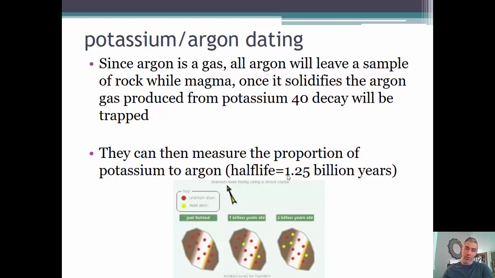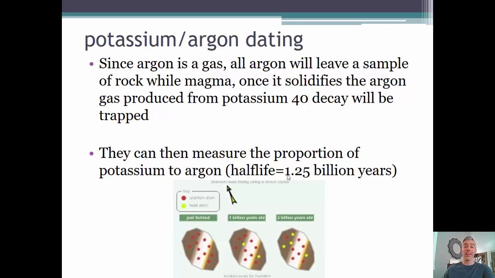Okay, I'm back. So one of the other types of dating that we do is potassium-argon dating, and this is the one we use to date older rocks because it has a half-life of about 1.25 billion years. Which kind of matches up with how long life has been around, which is around 3 billion years or so, 3.6 billion.